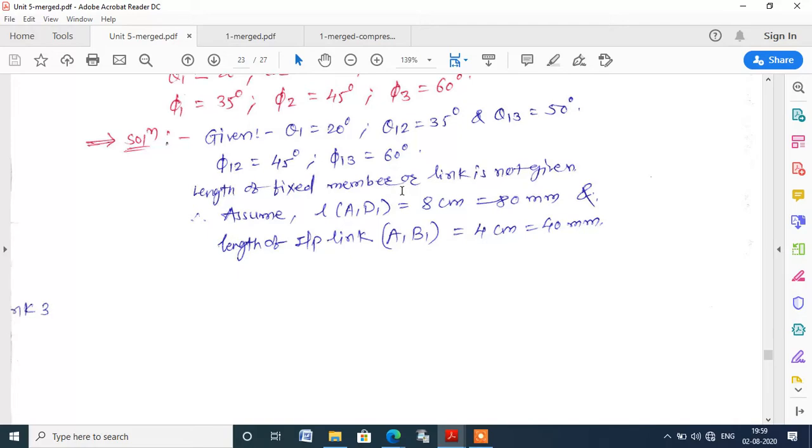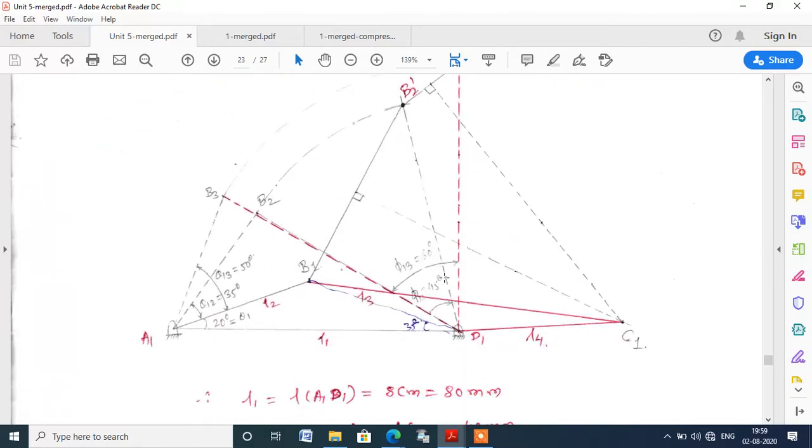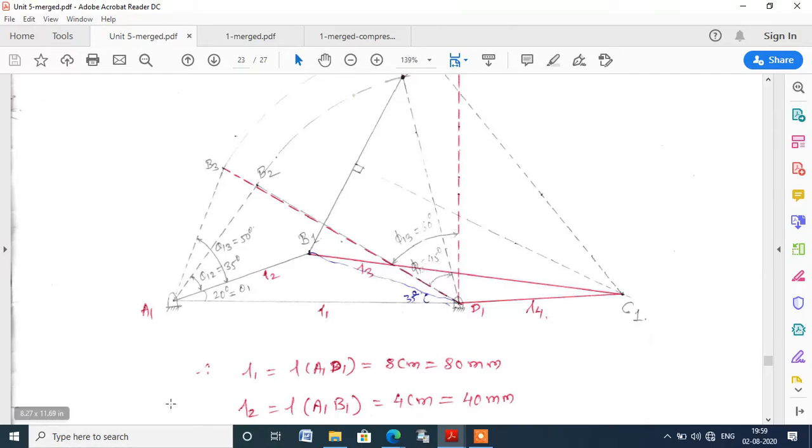The length of the fixed member or link is not given in this problem. If such a type of problem comes, you have to assume any length. So let us assume the fixed length A1 D1 is 8 centimeter, that is 80 mm, and the length of input link A1 B1 is 4 centimeter, 40 mm. So again the procedure: first draw A1 D1 with your scale, that is 80 mm. You can use the scale to draw the figure.